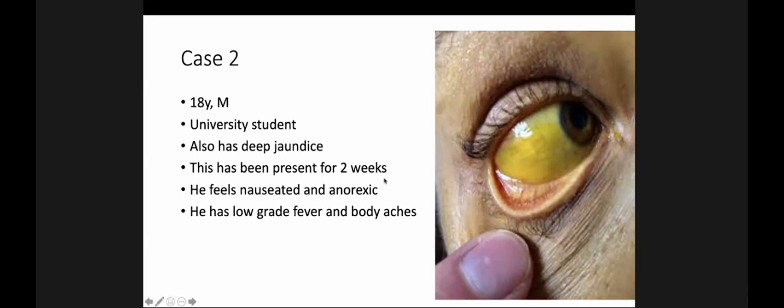So these symptoms have been present for about 2 weeks. He feels nauseated and anorexic. He has low-grade fever and body aches. So we have a bit more history here than we had in the previous case, because now you know a little bit more about evaluating jaundice. So what do these symptoms tell you in a patient who has got conjugated hyperbilirubinemia? Why may he be feeling like this? Feverish, body aches, nausea and anorexia. What are the possibilities? And let's note here that he doesn't have a kind of pain suggestive of a biliary colic.